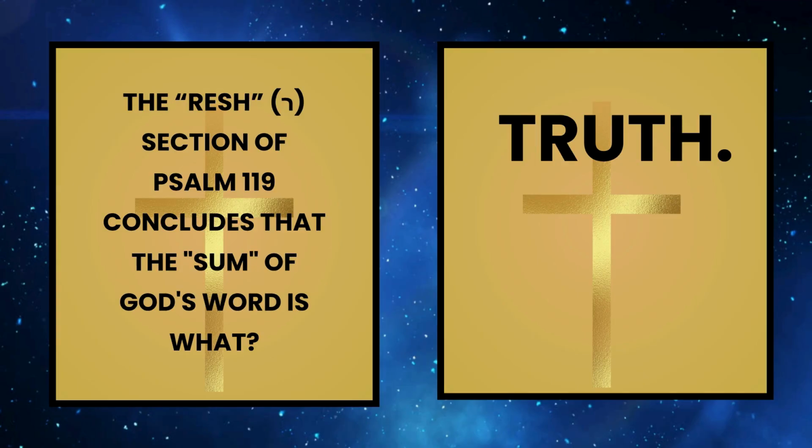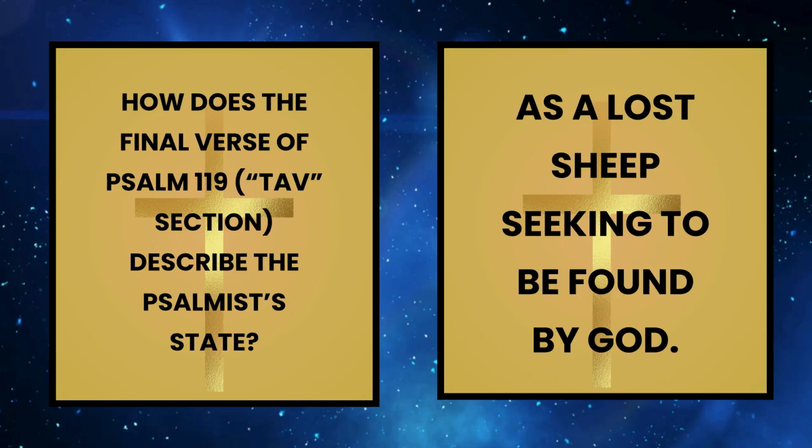The Resh section of Psalm chapter 119 concludes that the sum of God's word is what? The sum of God's word is truth. How does the final verse of Psalm chapter 119, the Tav section, describe the psalmist's state? As a lost sheep seeking to be found by God.